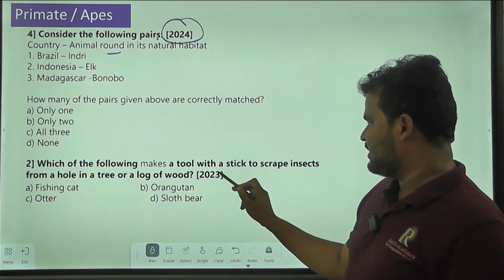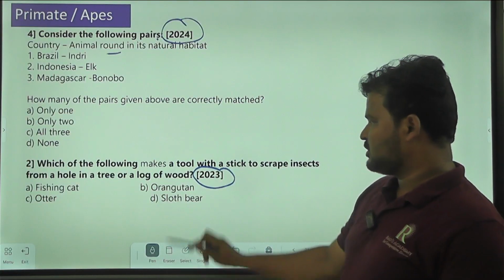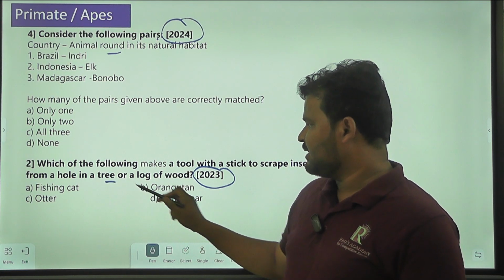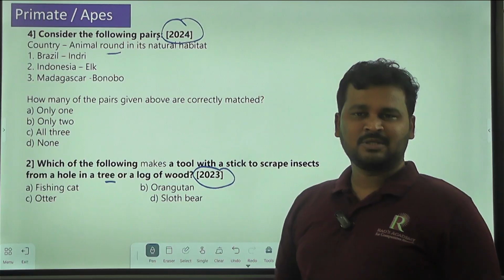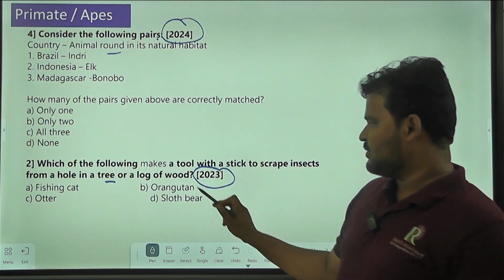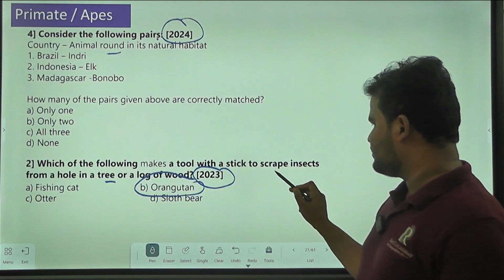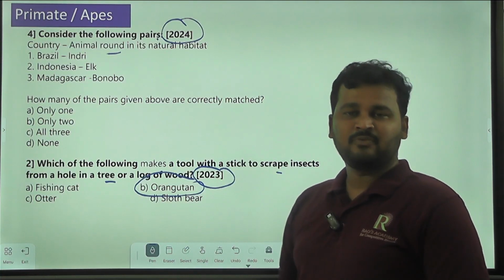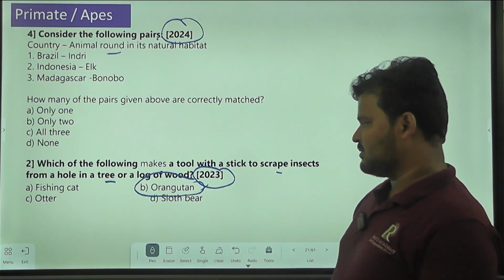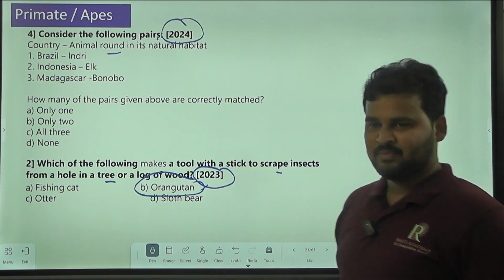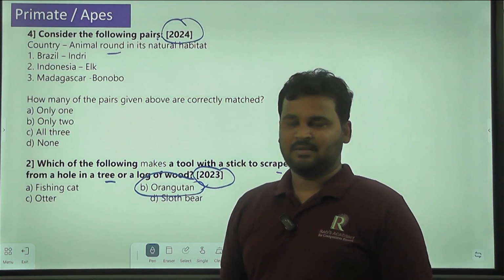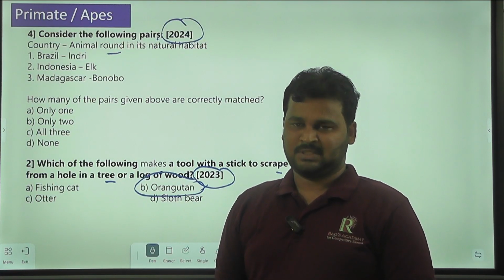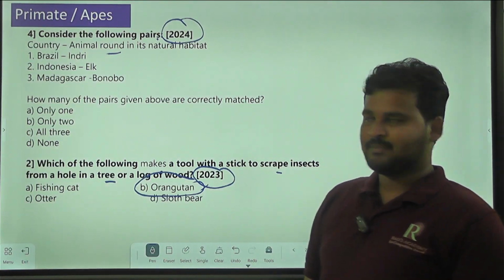And one more question. See here. In the year 2023: which of the following makes a tool with a stick to scrape insects from a hole in a tree or log of wood? It is a 2023 question. Simply, he is asking which animal has the habit of catching insects with a stick. What is the animal? Orangutan. Orangutans are similar to human beings. They have thinking capability. These animals are like apes, they belong to apes. They have thinking capabilities.